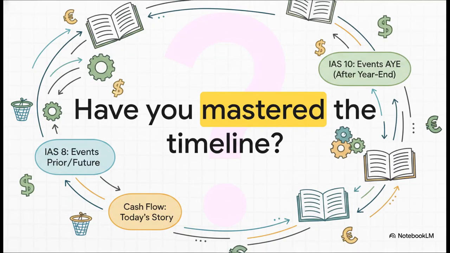So I'll leave you with this final thought. Have you mastered the accounting timeline? Look at how interconnected all these rules are. Cash flow tells us the real story today. IAS 8 cleans up our past and sets our future estimates. And IAS 10 handles that weird twilight zone right after year-end. If you apply these rules and avoid those classic traps, you will absolutely crush these topics.